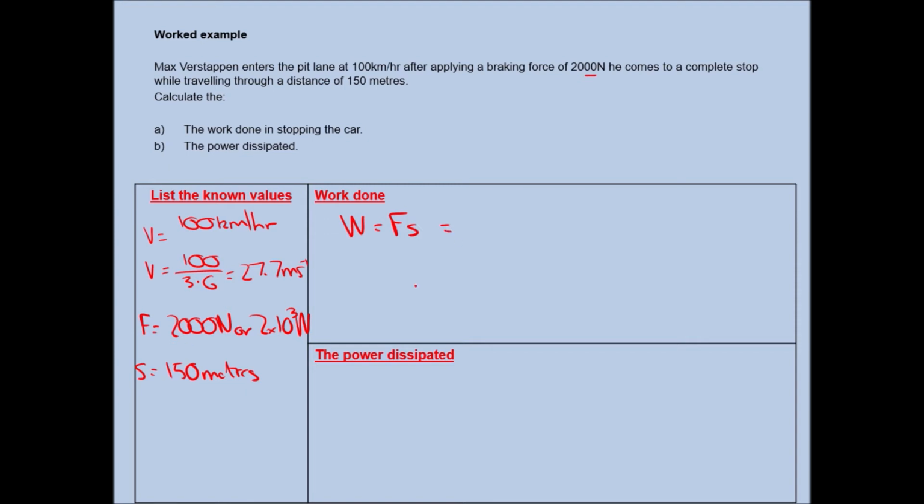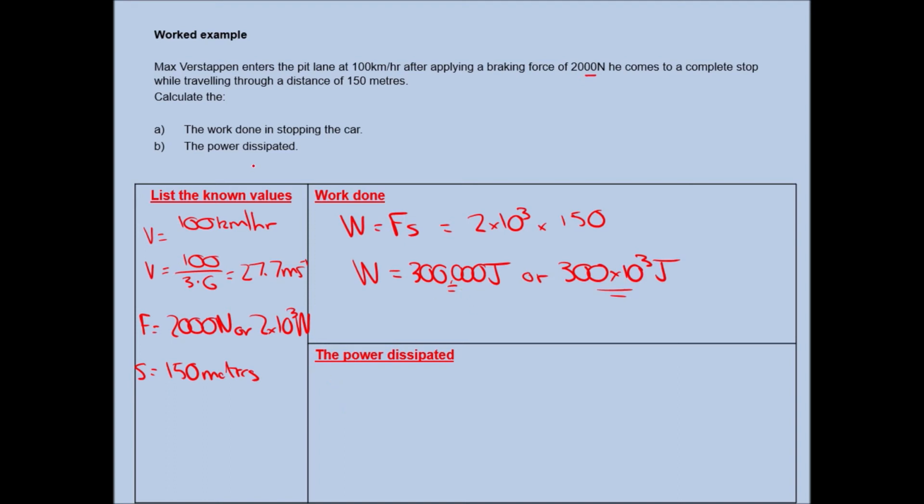Come back to our list. We'll do 2 times 10 to the 3 times S, 150. So work equals, again, stick that in your calculator, although you'll probably be able to do that one in your head, to be honest. And we'll get 300,000 joules. I'll write this in a couple of different ways. Joules, don't forget, or 300 times 10 to the 3 joules. So there's a couple of different ways we can calculate and present that answer.